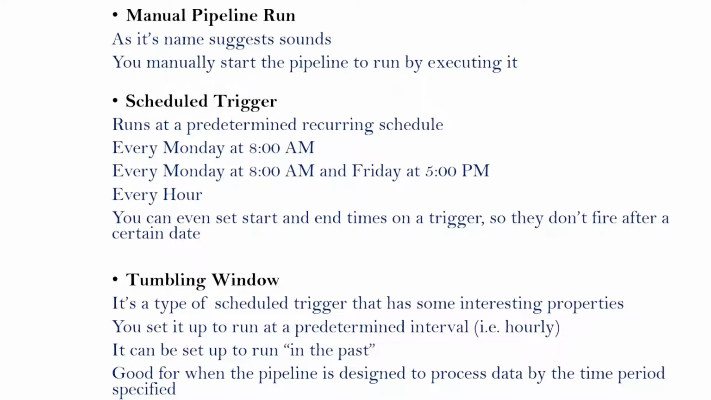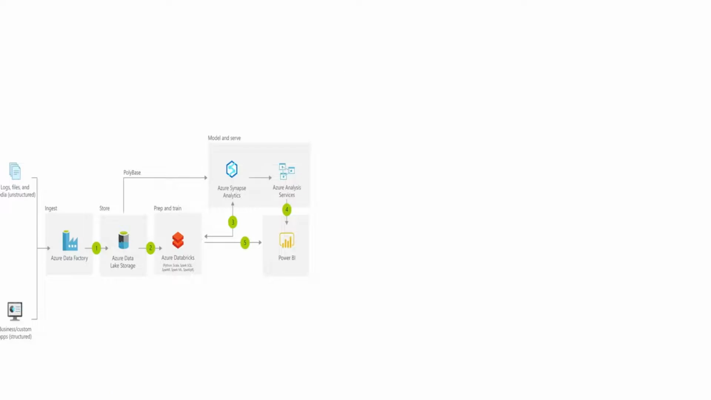That was the third kind of trigger, and it's very important, guys. The tumbling window is the one that is really used all across. Now we will come back to our previous discussion.